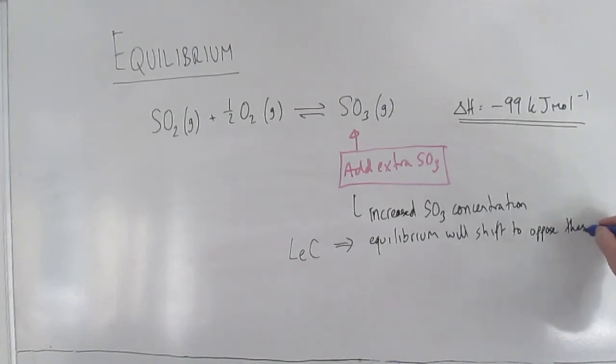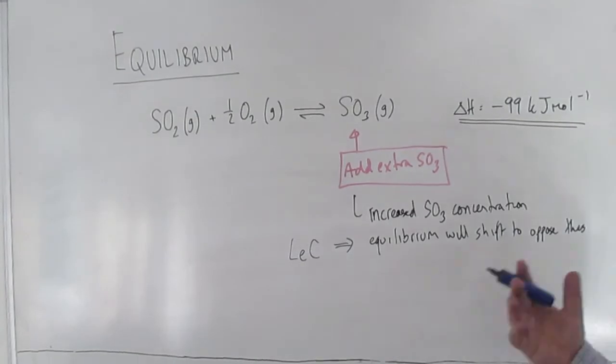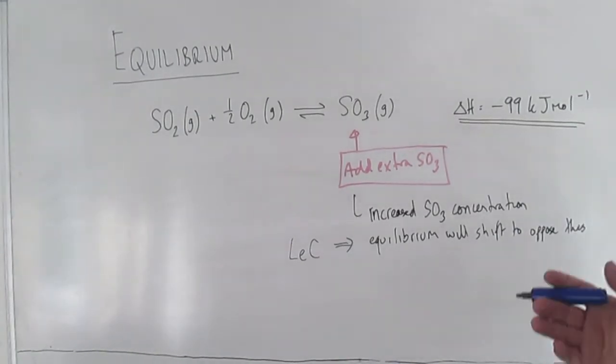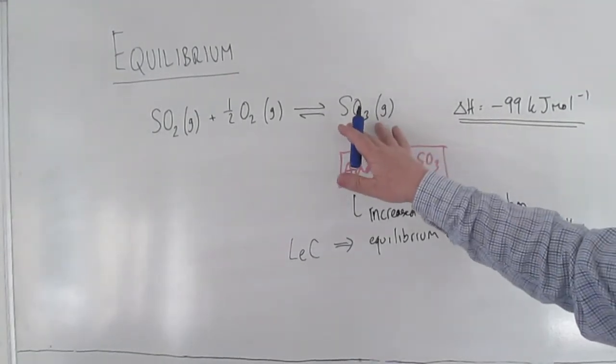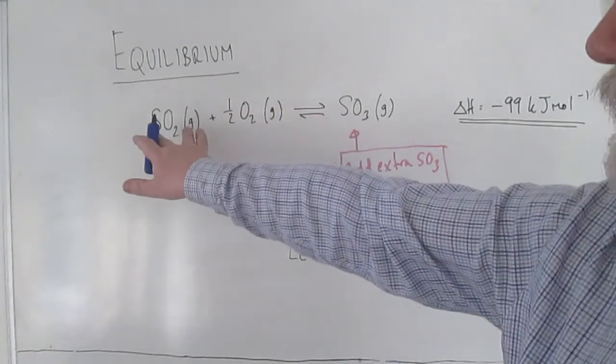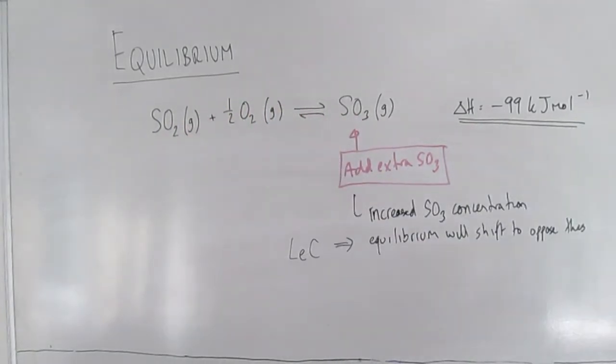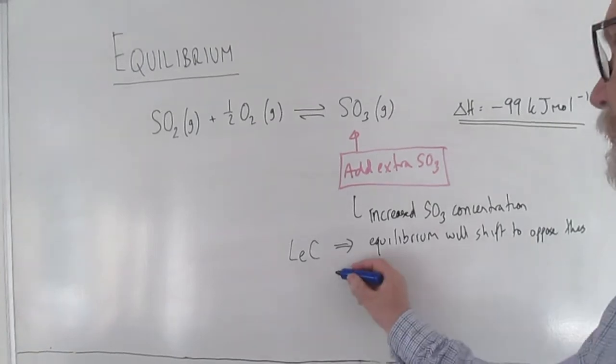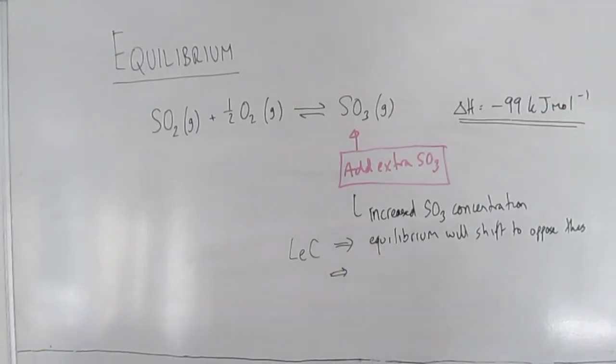What does that mean? Well, it means we've increased it, so it will try to decrease it again. And obviously the way you decrease the SO3 concentration is by shifting in the backward direction. Okay, so we can describe that shift.